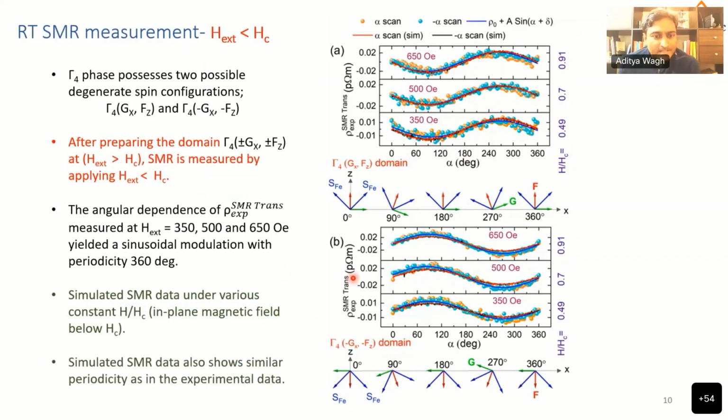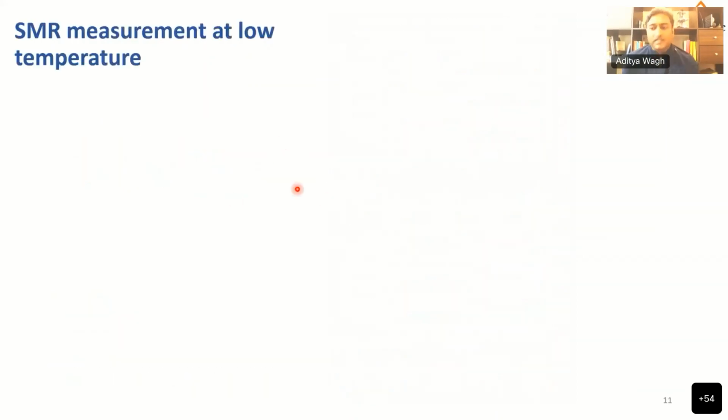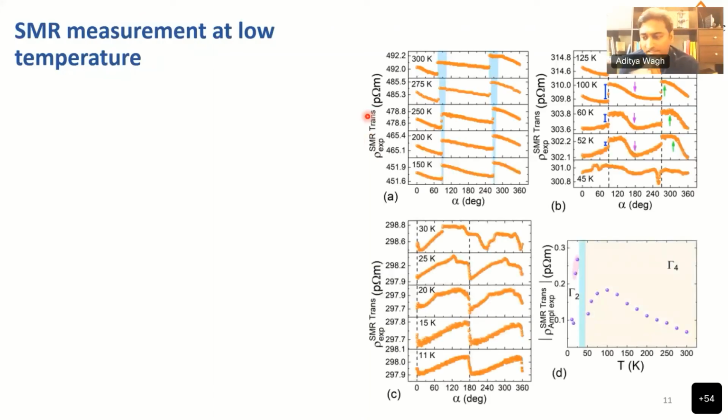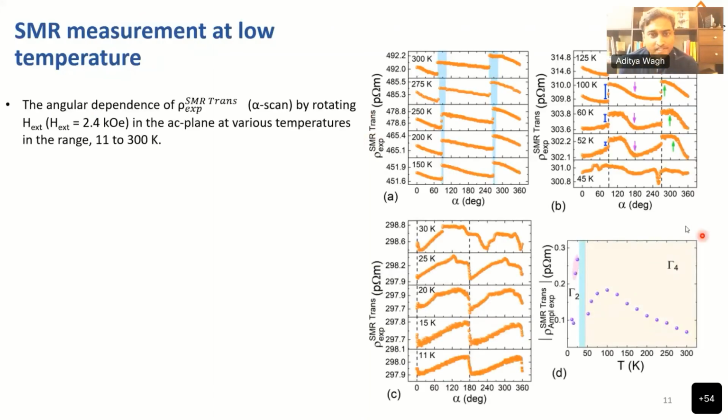Okay, now I'm coming to the last part of our studies. We are doing SMR measurements at low temperatures to understand the spin reorientation in the system. To do this measurement, we used a constant field of, say, 2.4 kilo-oersted, and we rotated the magnitude of H external in the AC plane, and we did these measurements at various constant temperatures, from room temperature down to 11 Kelvin in the lab.